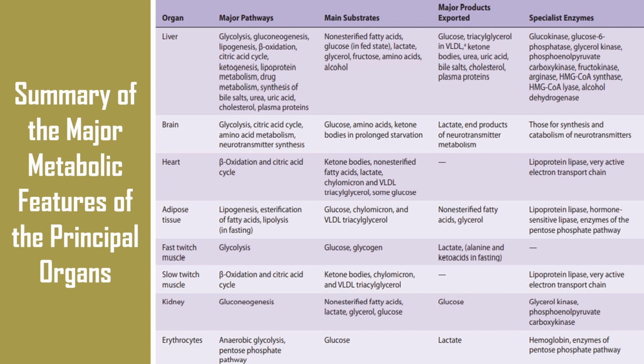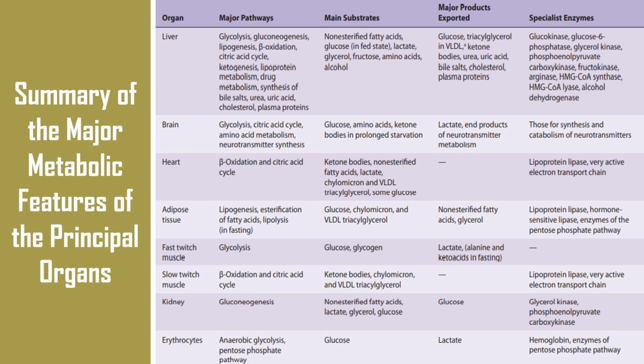In adipose tissue, lipogenesis, esterification of fatty acid, and lipolysis in fasting are the major pathways. Main substrates for adipose tissue are glucose, chylomicron, and VLDL triacylglycerol. Major products are non-esterified fatty acid, and the specialist enzymes include lipoprotein lipase, hormone sensitive lipase, and enzymes of the pentose phosphate pathway.